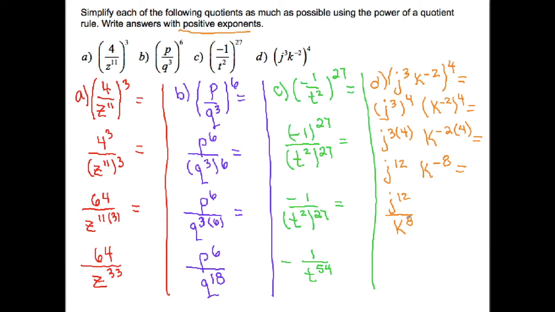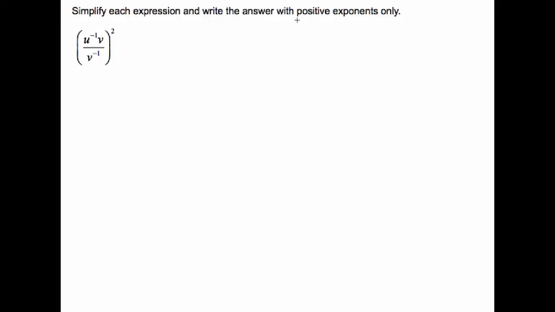Simplify each expression and write the answer with positive exponents only. Here we have u raised to the negative 1 times v divided by w to the negative 1, and the whole quotient is squared. So we're going to work within the parentheses first, and we'll start by writing with positive exponents. So if I go ahead and rewrite u to the negative 1 as a positive exponent, in the denominator it would be u to the first.